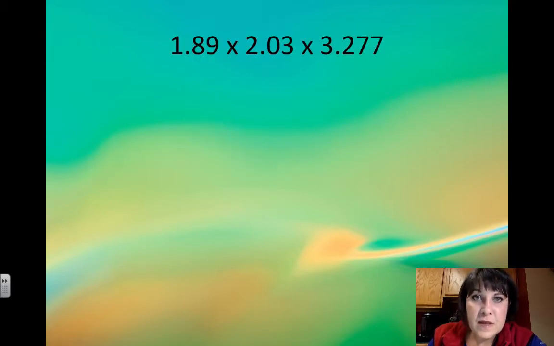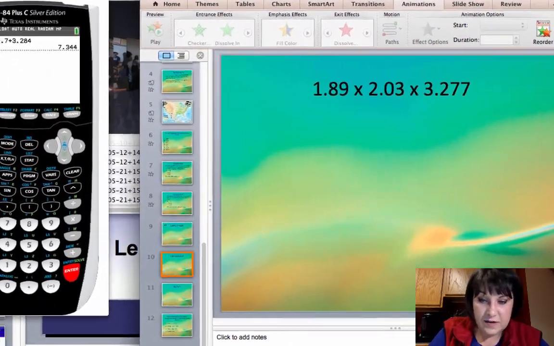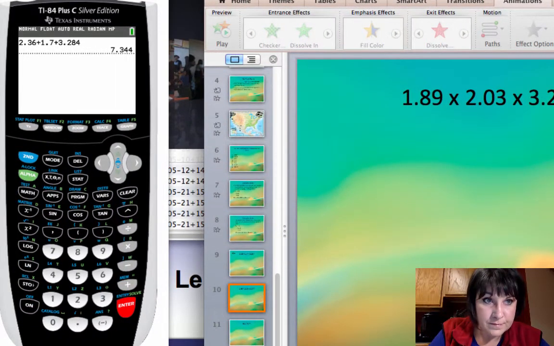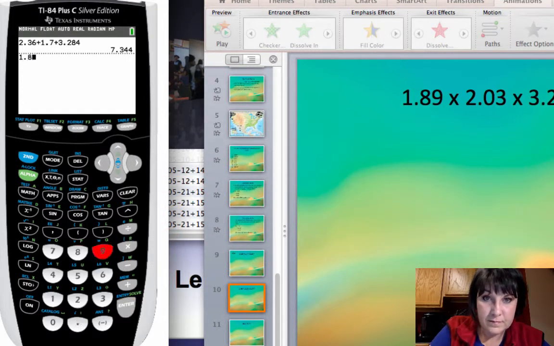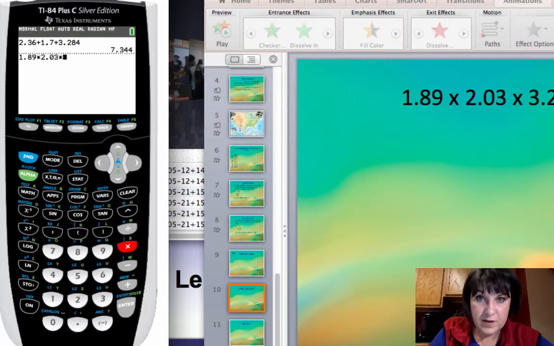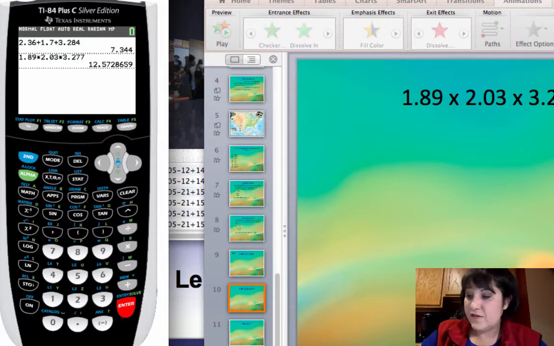Thanks. Okay, now we're multiplying. So instead of counting decimal places, we're going to count sig-figs. So you want to multiply first or do sig-figs? Doesn't matter. All right, I'll multiply first, then we'll count sig-figs. So I take 1.89 times 2.03 times 3.277. And my answer is a whole big long string of stuff.